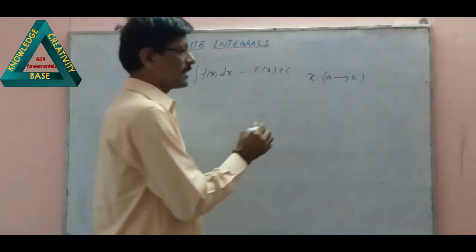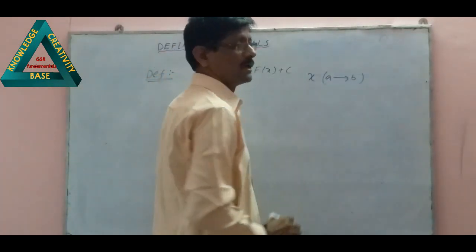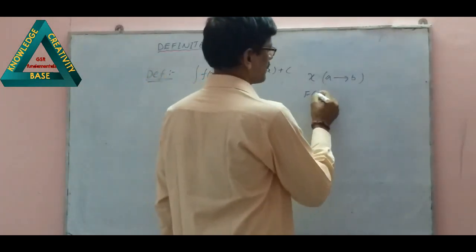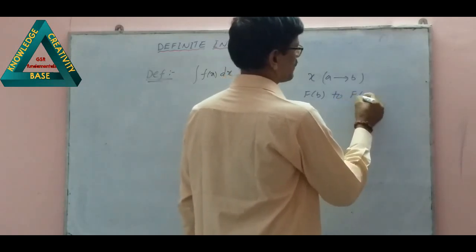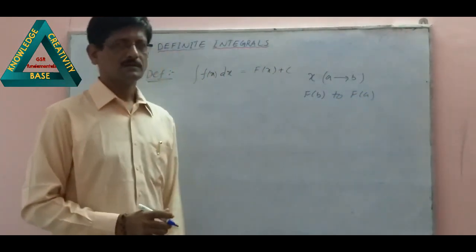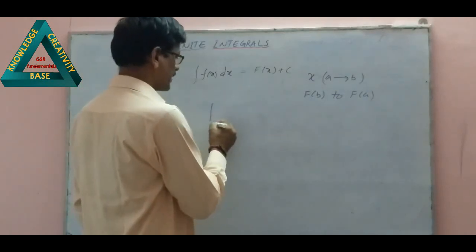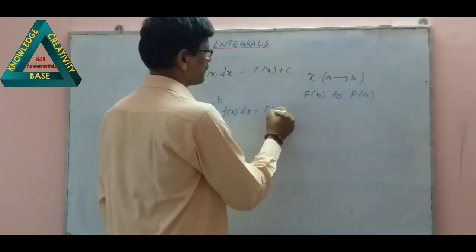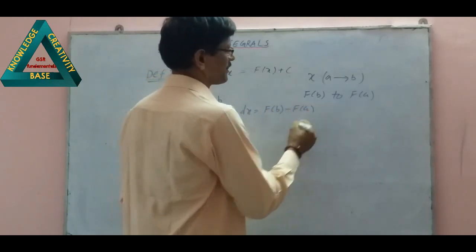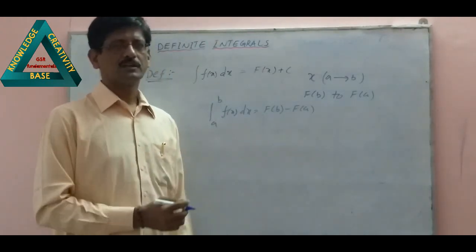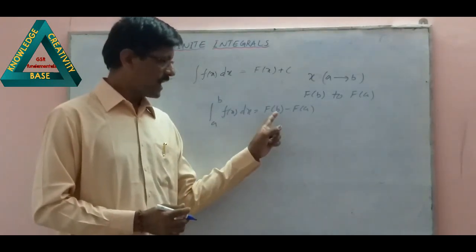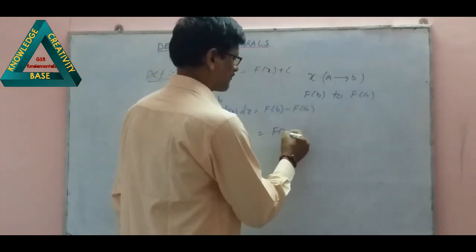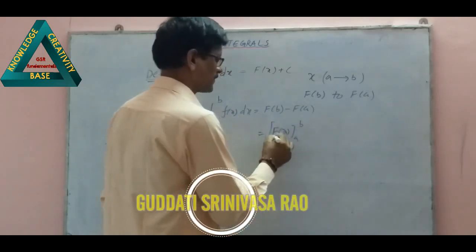Therefore, capital F, that means the integral value of f of x changes from F of a to F of b. So it is denoted by integral a to b f of x dx is equal to F of b minus F of a. This is called definite integral. The value of F of b minus F of a is denoted by F of x from a to b.